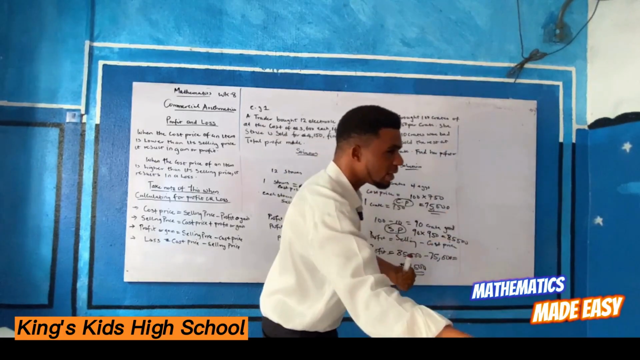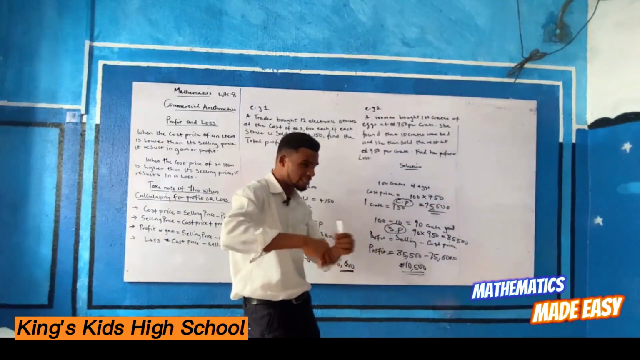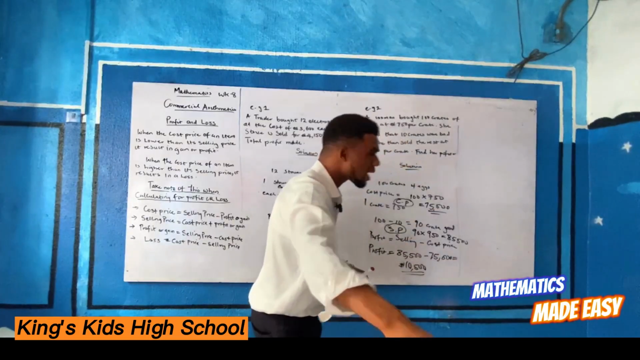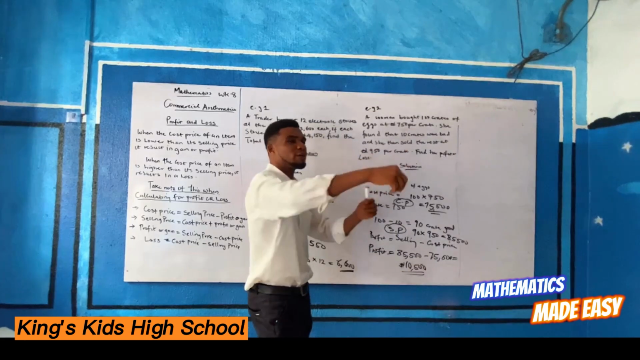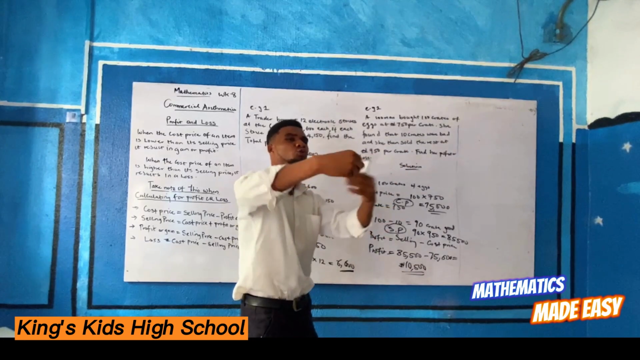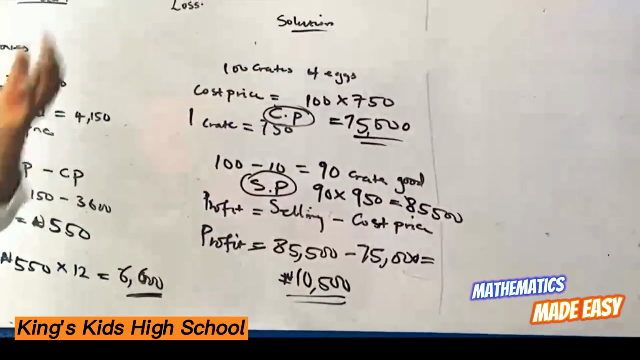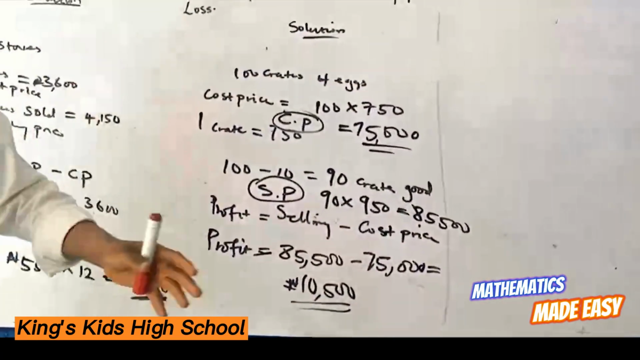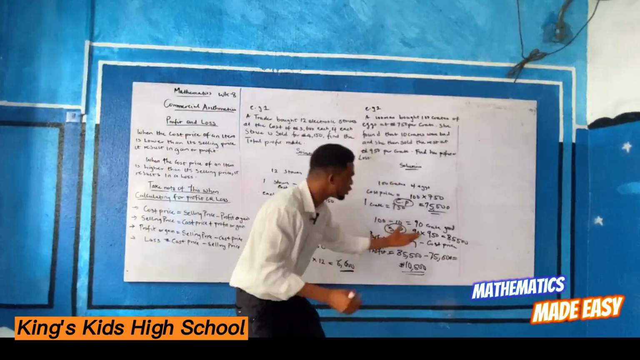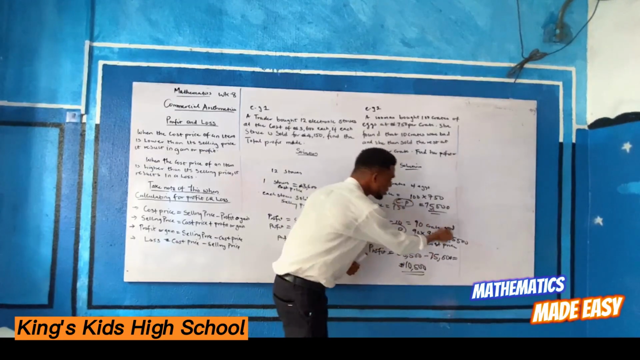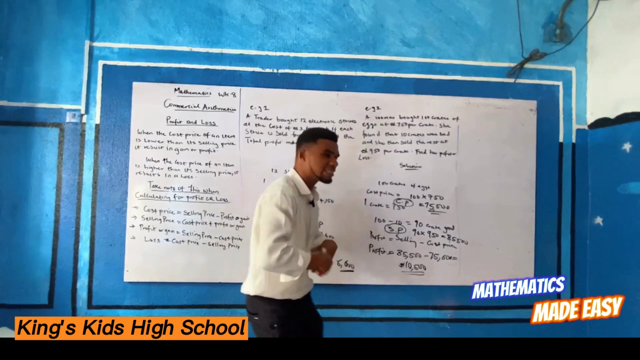The remaining now, since 10 were bad, the remaining is now 90. Are you following? She now sold each of them at 950. Are you following the concept? So when she sold each of them at 950, how will you get the entire number that is remaining good, which is the 90? You're going to multiply the 90 times the 950, which is what we have just done here, and we got 85,500. Are you following that? Which is the selling price now.